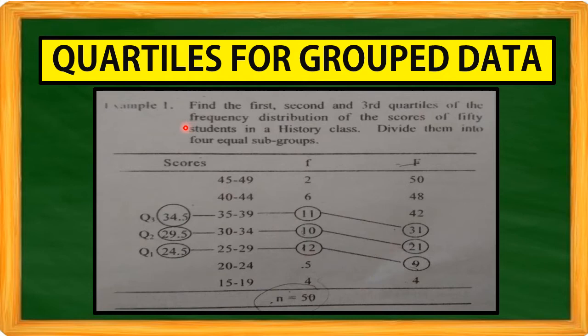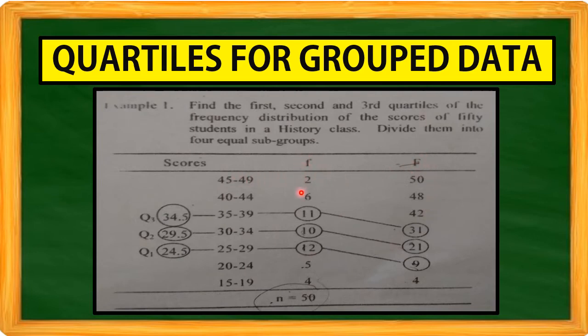So let us use this example. Example number 1: find the first, second, and third quartiles of the frequency distribution of the scores of 50 students in a history class. Divide them into 4 equal subgroups. So ang tawag po dito ng nasa baba is tinatawag natin itong frequency distribution. So ito siya, ito yung scores, tinatawag din natin itong class size, ito yung frequency, ito din yung cumulative frequency.